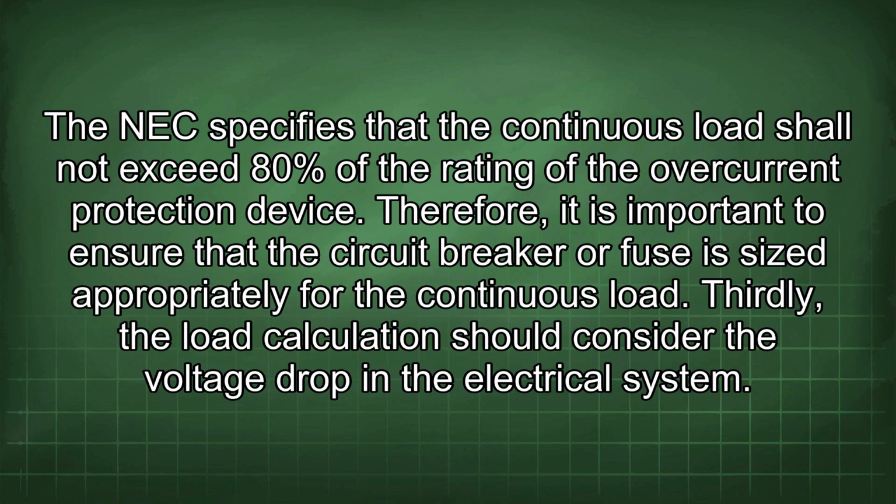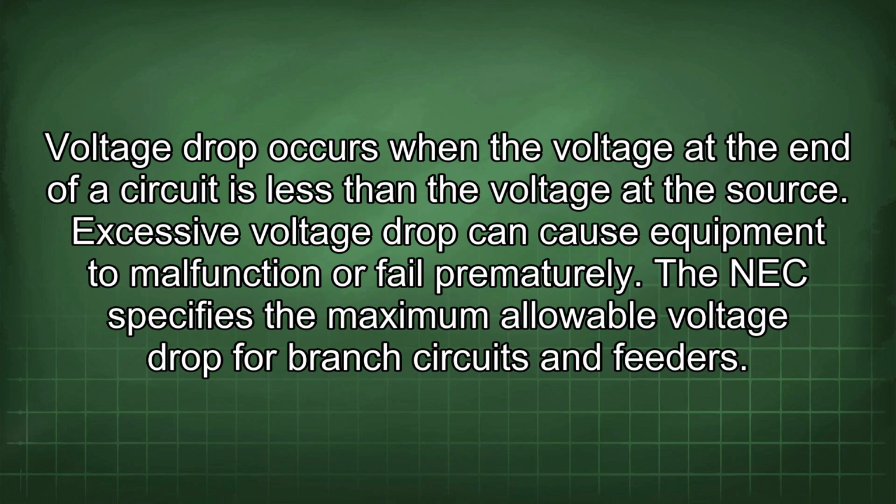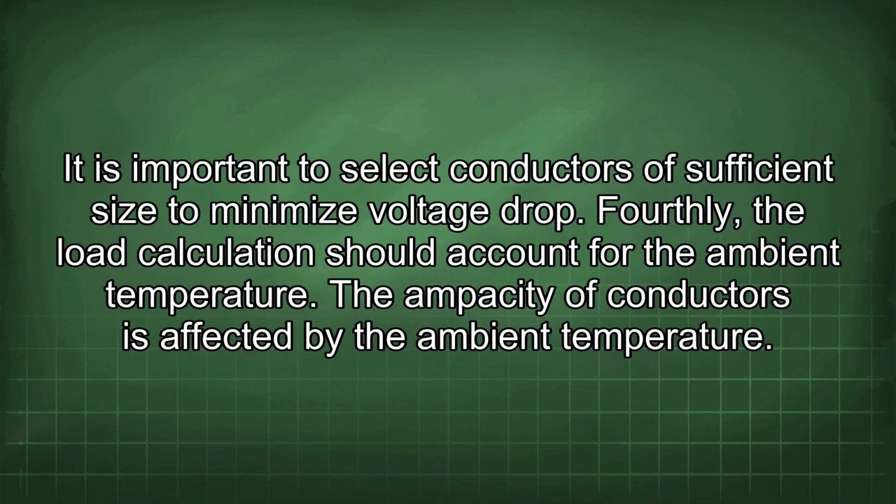Thirdly, the load calculation should consider the voltage drop in the electrical system. Voltage drop occurs when the voltage at the end of a circuit is less than the voltage at the source. Excessive voltage drop can cause equipment to malfunction or fail prematurely. The NEC specifies the maximum allowable voltage drop for branch circuits and feeders. It is important to select conductors of sufficient size to minimize voltage drop.